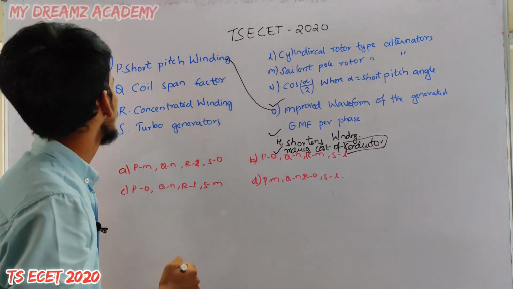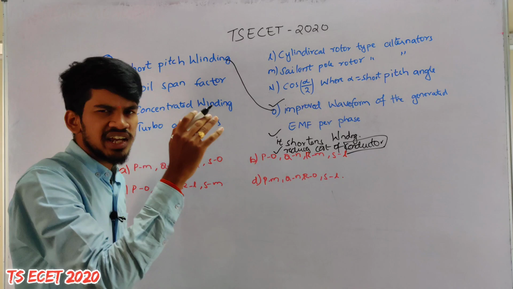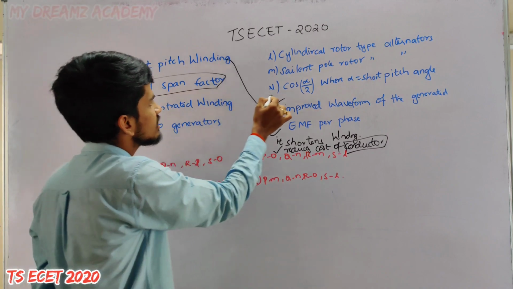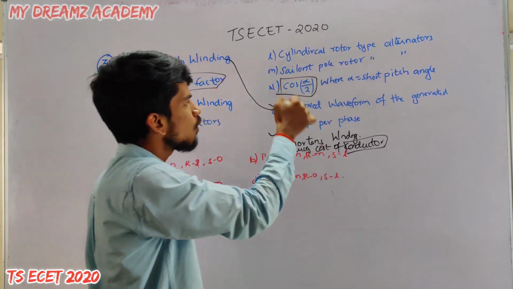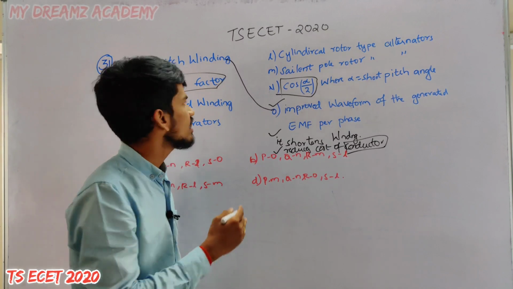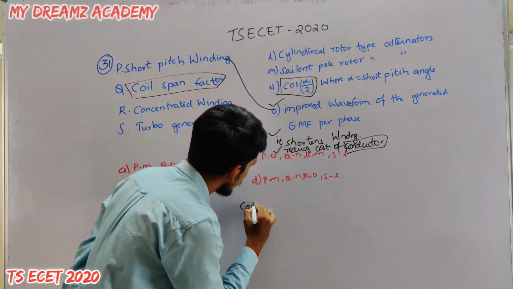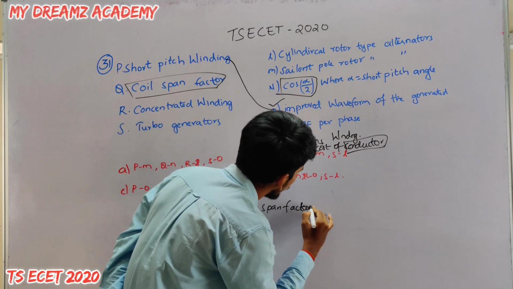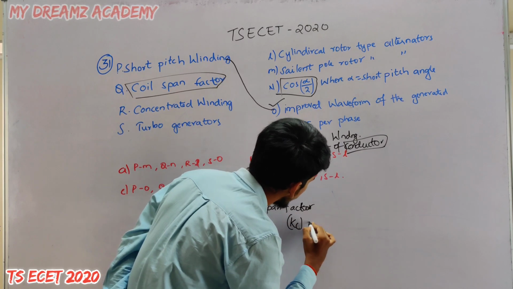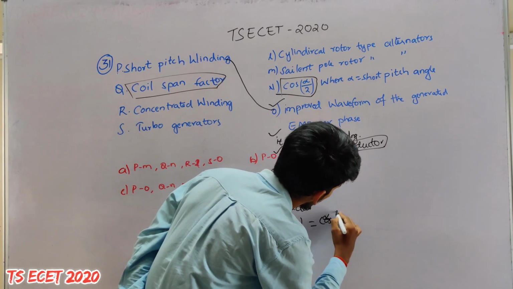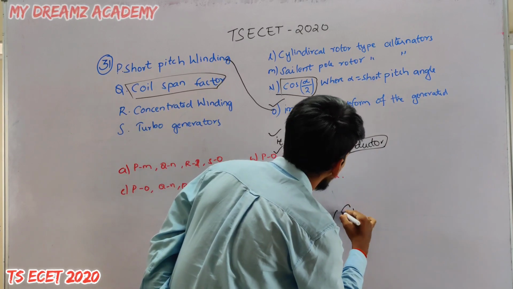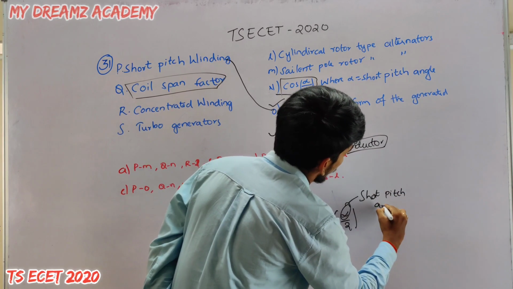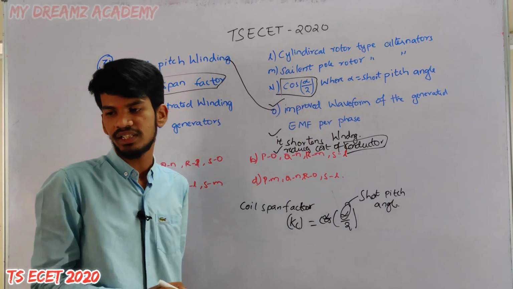Next one, coil span factor. So everyone can answer this one, Q. Why? Because coil span factor is given as cos alpha by 2. It is the only one formula given in our match the following. So coil span factor is represented as Kc is equal to cos alpha by 2 where alpha is short pitch angle.